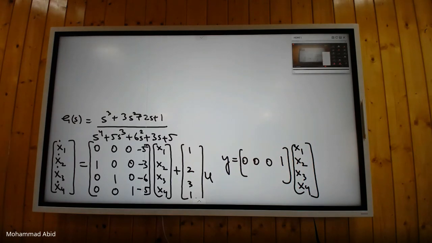So that's enough for today. The next lecture will take up the third canonical realization, that is Jordan's canonical form or diagonal form realization of the transfer function. Okay, any query or any question?